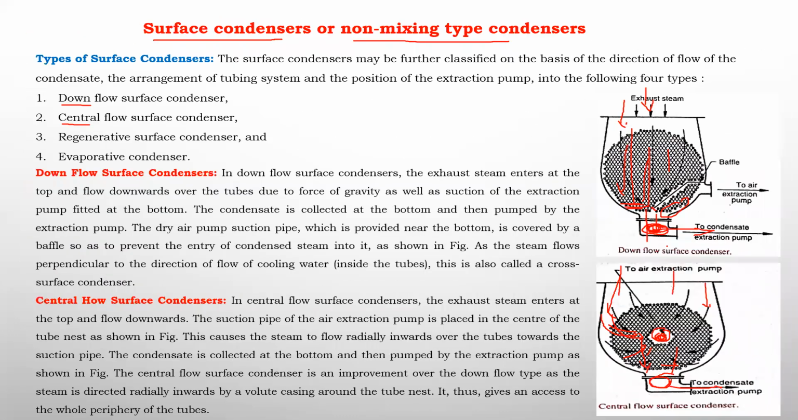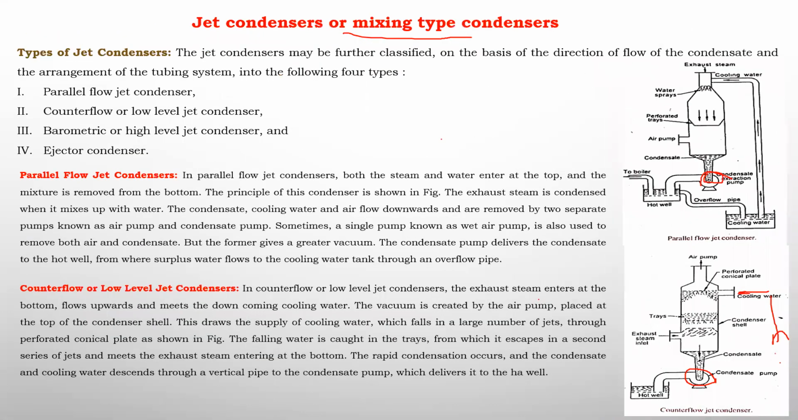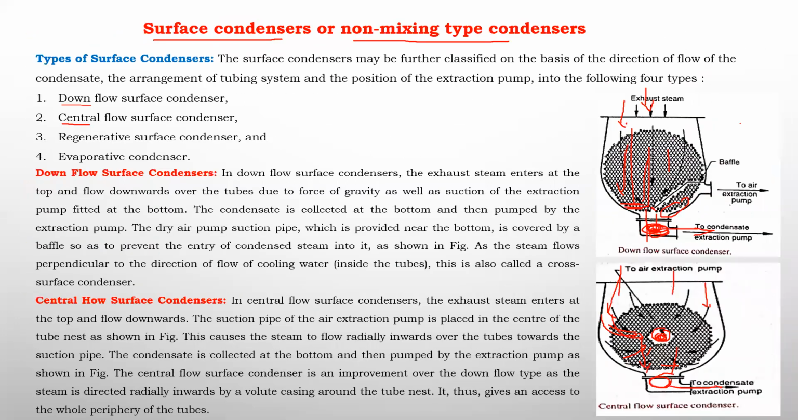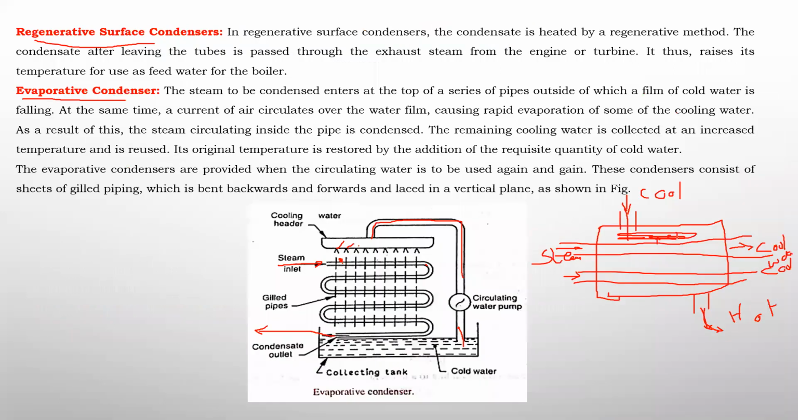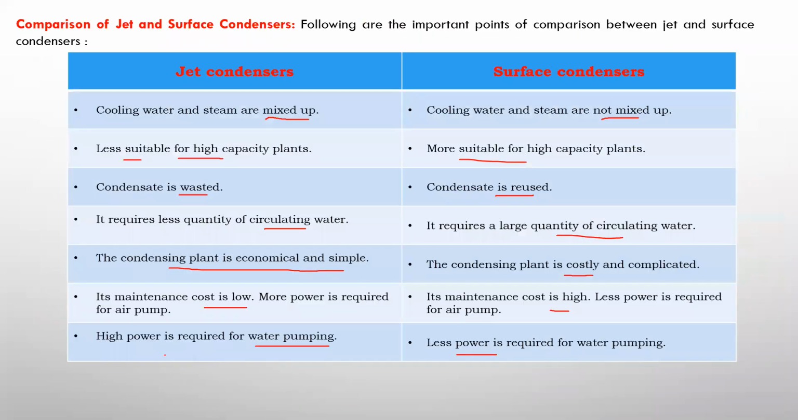And when you observe surface condensers, only the steam which is converted into liquid is collected at this portion. Means the volume of steam converted into liquid will be very less when compared with jet condensers, because there cooling water as well as the condensate, the steam converted into water. If this is 1 liter and the steam is also 1 liter, here 2 liters will be there. Here, if 1 liter of steam is coming, only 1 liter of liquid will be present. Means the size of the pump will be very small, so the power required is also less. In this case, high power is required. In this case, less power is required.